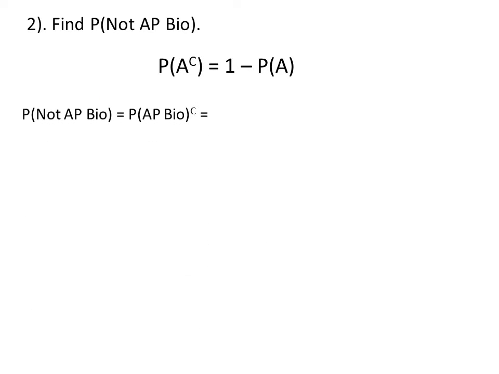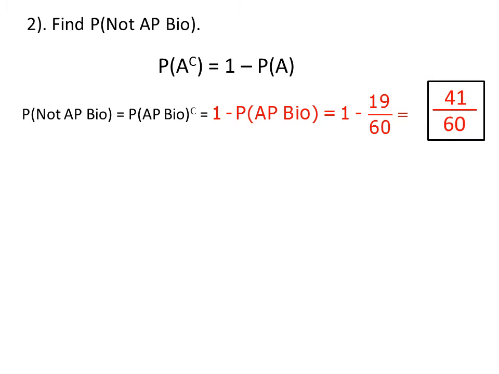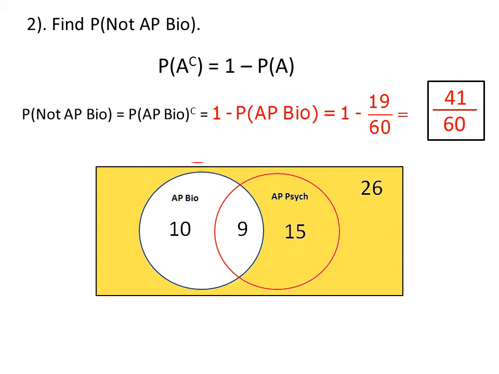So in our example, we're looking for the probability of not AP Bio, which we write as the probability of AP Bio with the C. This is the same as 1 minus the probability of AP Bio. We saw that the probability of AP Bio was 19/60ths, so the answer is going to be 41/60ths. If you look at our picture, the highlighted section are all the sections that are not AP Bio. So that's 15 plus 26 for a total of 41.